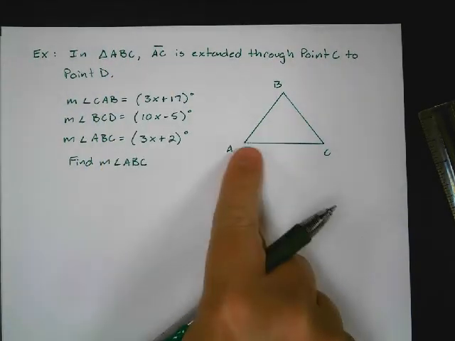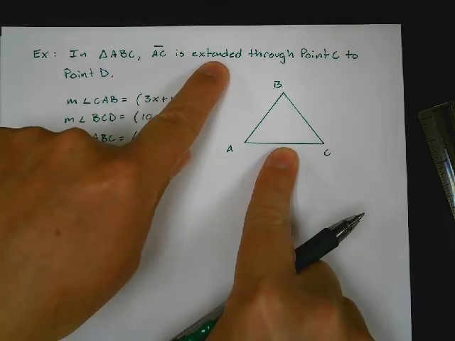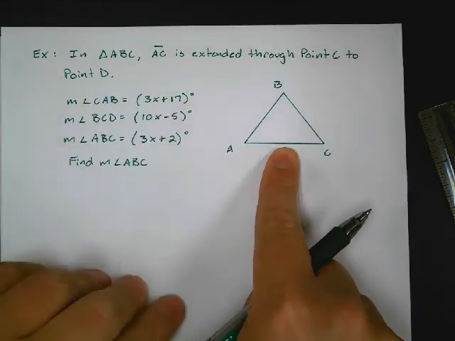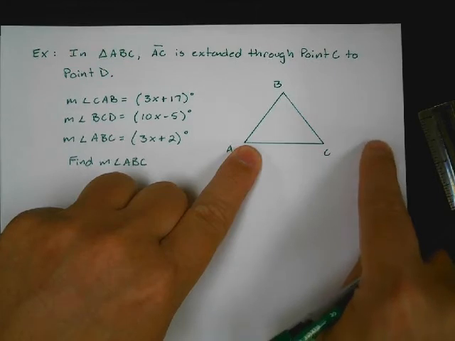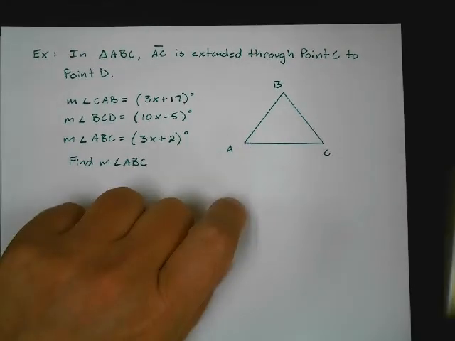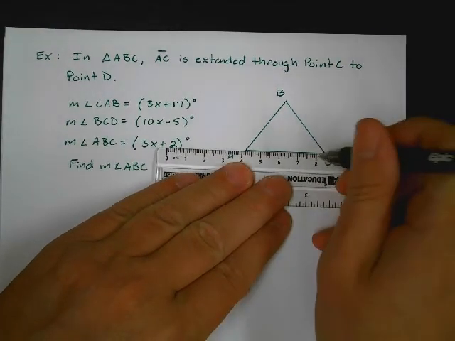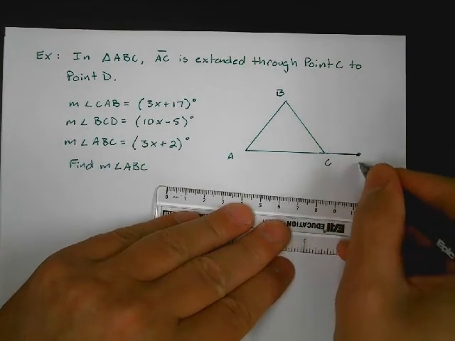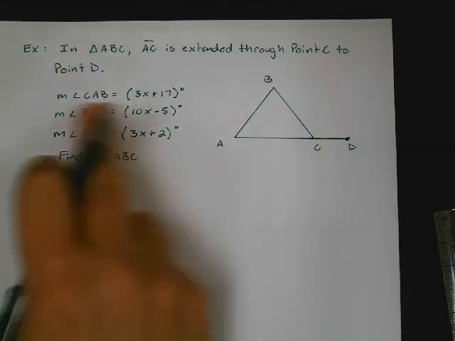So in ABC, got it. Segment AC, okay, that's the bottom, is extended. Extended means they make it longer. Where is it extended? It's extended through point C to point D. That means point D is out here somewhere. All right, let me draw that. So they say they're going to take AC, extend it through, which means it's passing C, to point D out here. There we go. Now we've got a picture of what they want us to do. And now we can fill all this in.